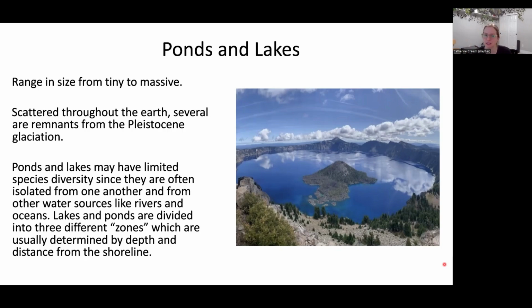Some of them have limited species diversity. Some of them have really high species diversity. Some are isolated, some are connected. They're really highly variable, but they have 3 different zones, which is based on how far you are from the shoreline. So that will change based on the type of fresh water you're in as well. Lakes and ponds, highly variable.